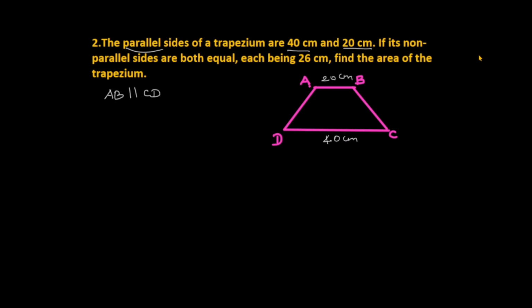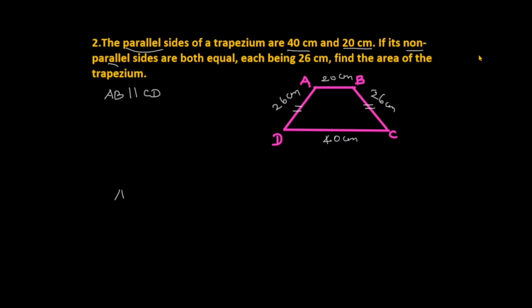Then second sentence, the non-parallel sides are both equal. So this is an isosceles trapezium. AB and CD are parallel sides, AD and BC are non-parallel sides. The length of the non-parallel sides is given as 26 centimeters. So here 26 centimeter, here also 26 centimeter. Find the area of the trapezium.